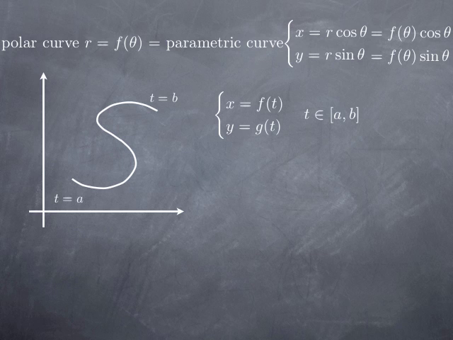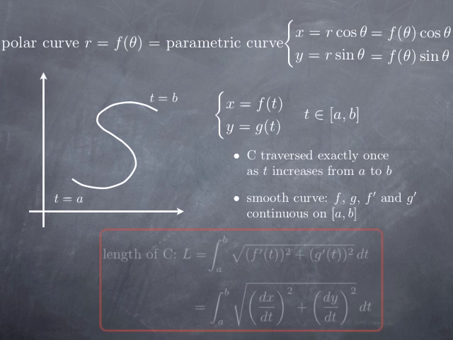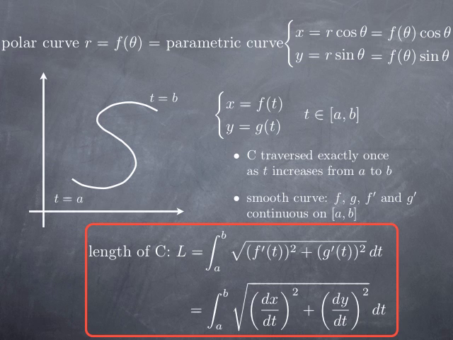If you have a parametric curve of the parameter t that is traversed exactly once as t increases from a to b, and that is a smooth curve, which means that the functions x and y are both continuous, differentiable, and with continuous derivatives, then this formula gives the length of the curve for the values of the parameter from a to b. Namely, the length is given by the integral from a to b of the square root of the sum of the squares of the derivative of the two coordinates.